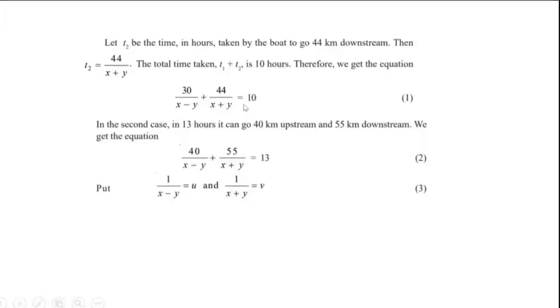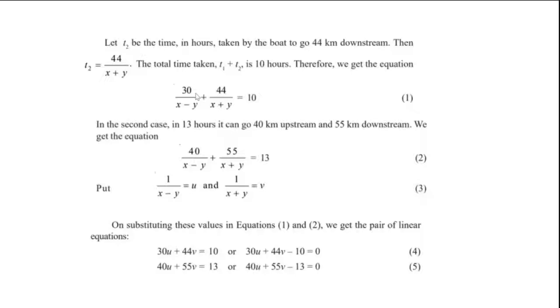Now look at these two equations. Again, they're not linear, so I'll do the same procedure. I will take 1 upon x minus y as u and 1 upon x plus y as v. So the first equation changes to 30u plus 44v is equal to 10, or 30u plus 44v minus 10 is equal to 0. And in the same way, 40u plus 55v minus 13 is also equal to 0.